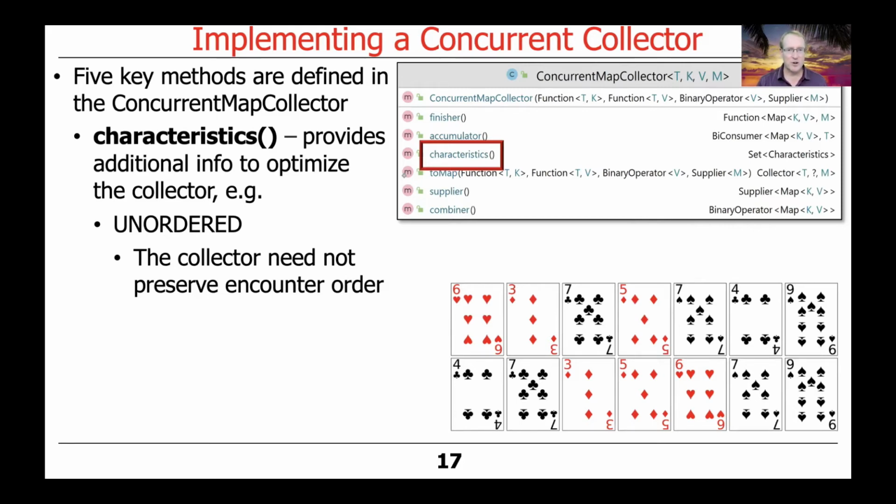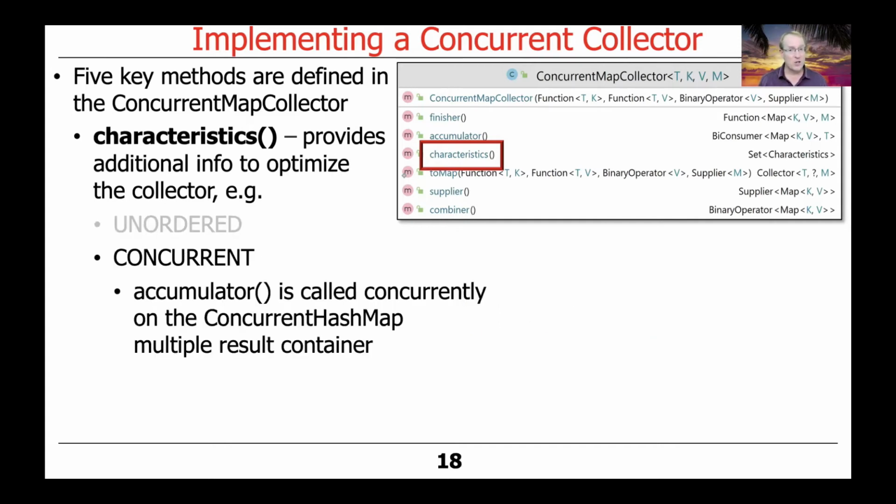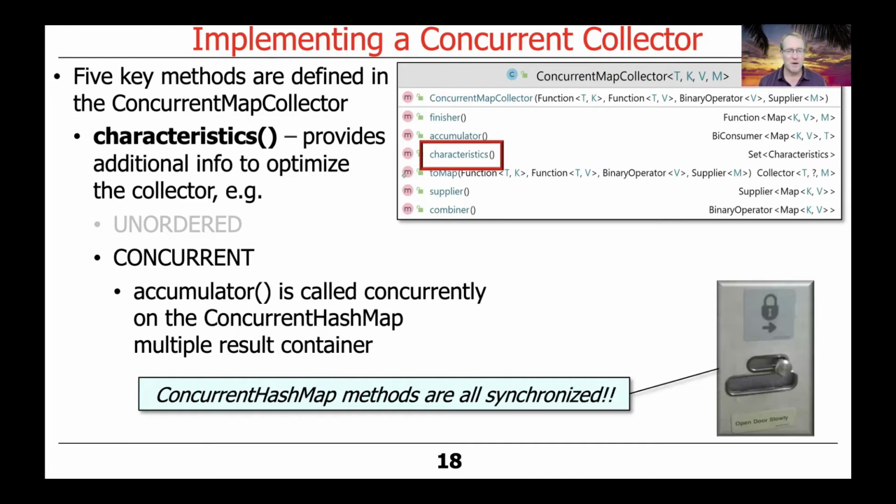And this particular collector is unordered because it's a map, so we don't care about ordering. And it's also concurrent because it's intended to be used primarily by parallel streams. You could use it for sequential streams, but it's kind of overkill for that. And as a consequence of making the characteristic concurrent enabled, it means that the accumulator is called concurrently on the concurrent hash map, which is the mutable result container. And that means that the concurrent hash map methods are all synchronized, which is, of course, the case.